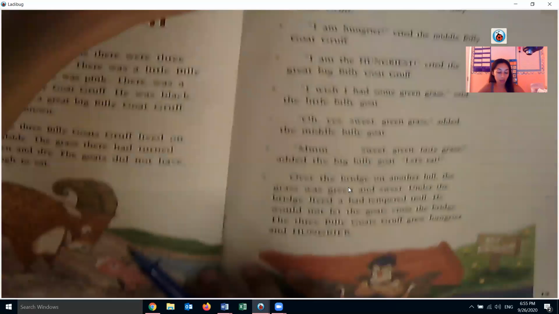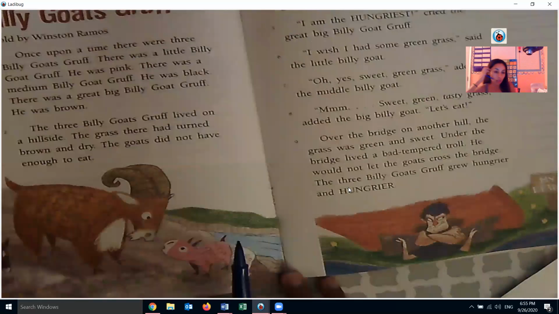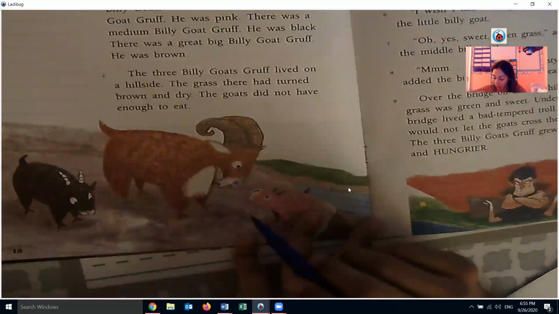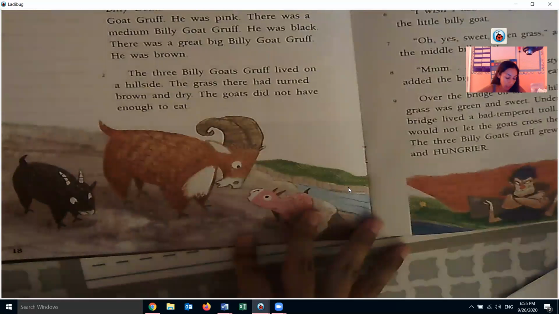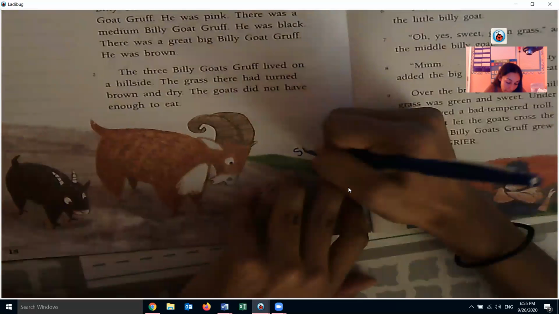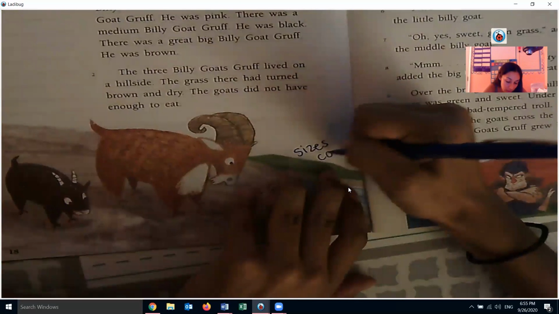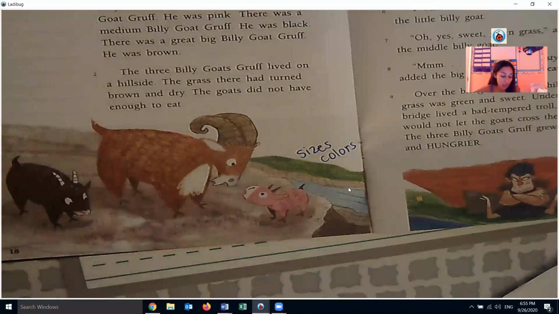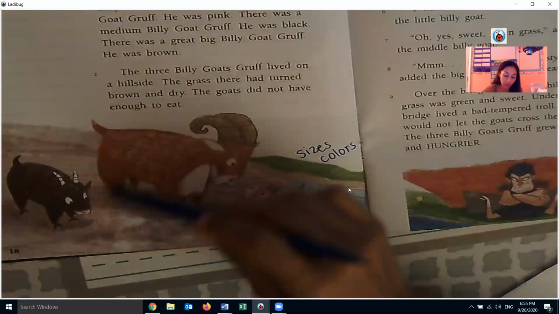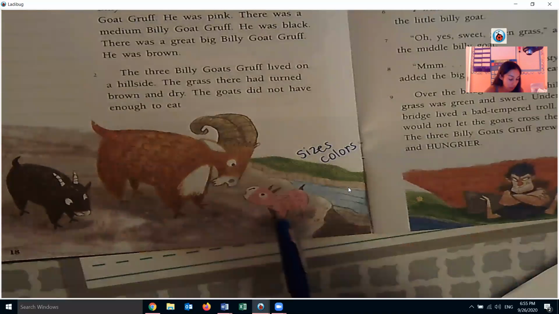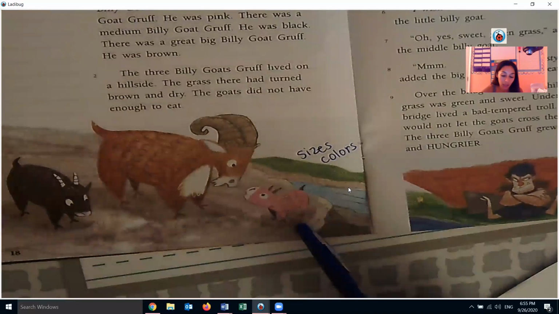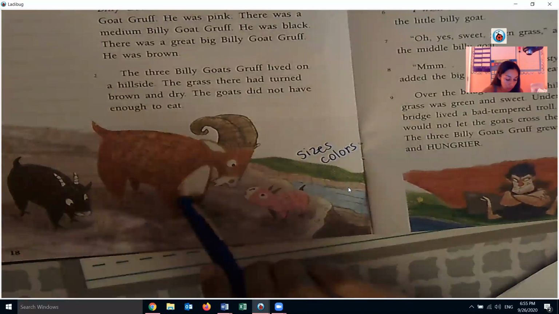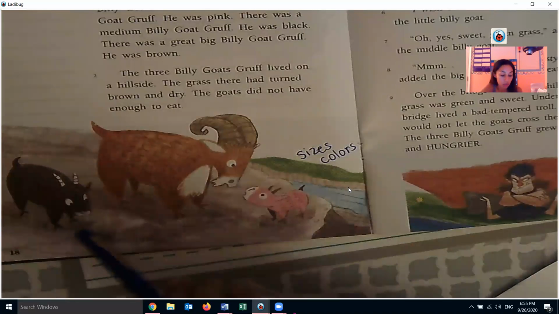I'm just gonna scooch it up a little to see the pictures. So this picture helps me understand the sizes and colors of these billy goats. The question says, examples of how the illustrations support the text and help visualize the events. So it helps me visualize these main characters, the little one, the medium one, and the big one. And they describe that in the text. They said the little one was pink, the middle one was black, the big one was brown. So I can see that in the picture. It's what was described in words.